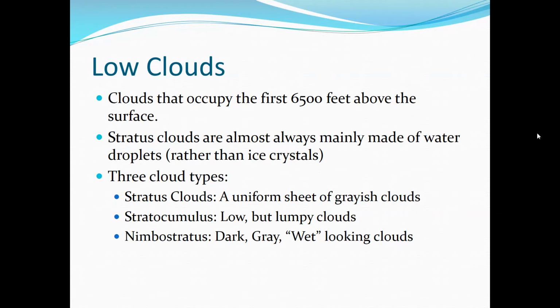So low clouds are just clouds that occupy the first 6,500 feet above the surface. And they are affixed with the prefix strato. So stratus clouds, stratocumulus clouds, and nimbostratus clouds. And because these clouds occupy the lower portion of the atmosphere, they're almost always water droplets. They're almost entirely made out of water droplets.